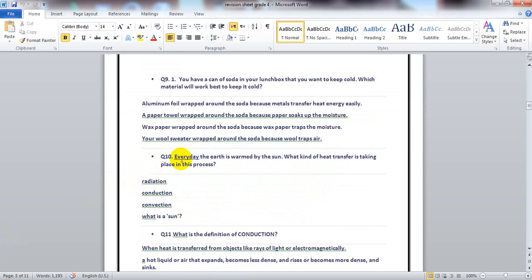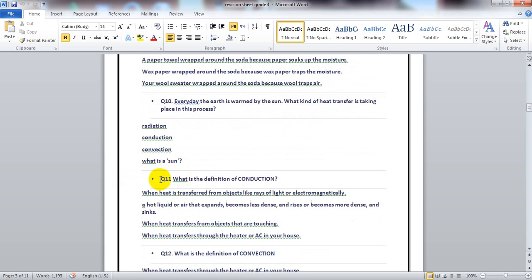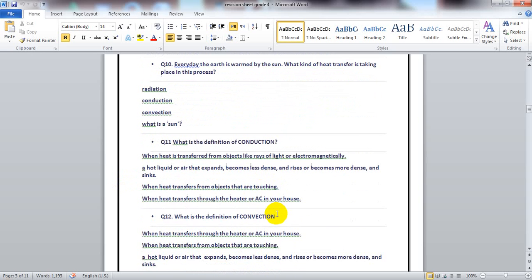Question number 10. Every day the earth is warmed by the sun. What kind of heat transfer is taking place in this process? Yes, it's radiation. Question number 11. What is the definition of conduction? Yes, it's when heat transfers between objects that are touching.